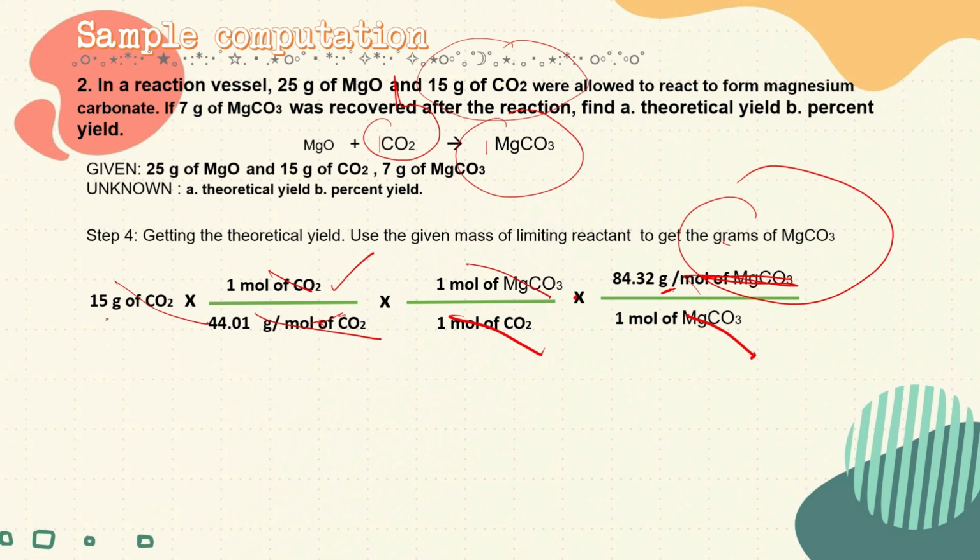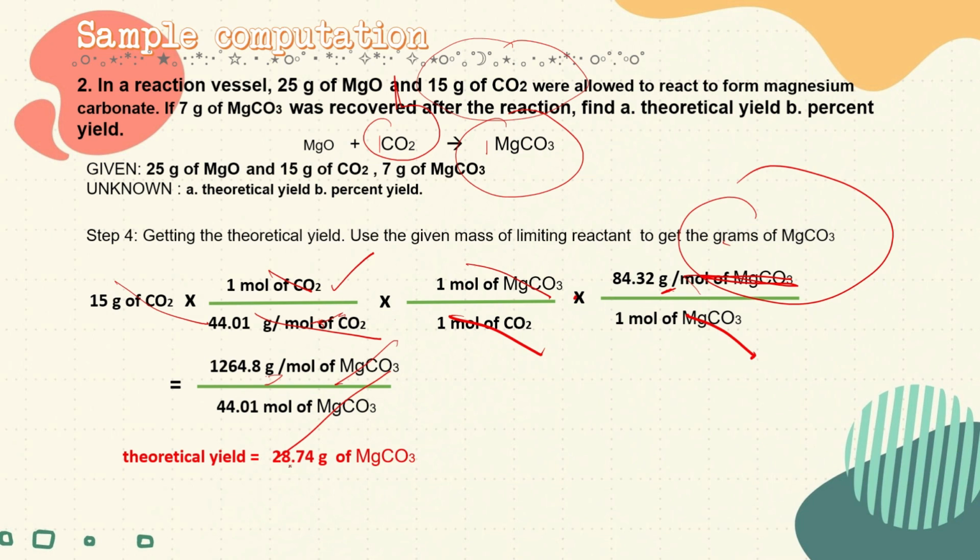So, we have 15 grams times 1 times 1 times 84.32 gram, then divided by 44.01 times 1 times 1. And that is equal to 1264.8 gram per mole of magnesium carbonate over 44.01 mole of magnesium carbonate. Cancel out the mole, at matitira yung grams. And the answer will be, theoretical yield is 28.75 gram of magnesium carbonate.